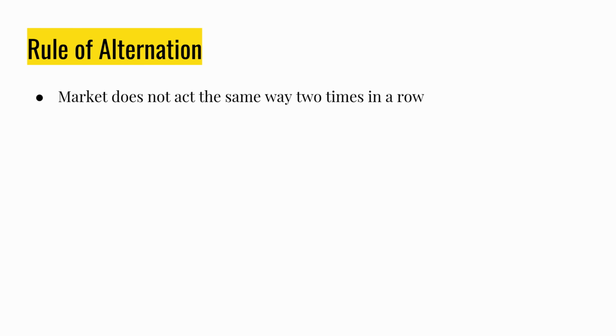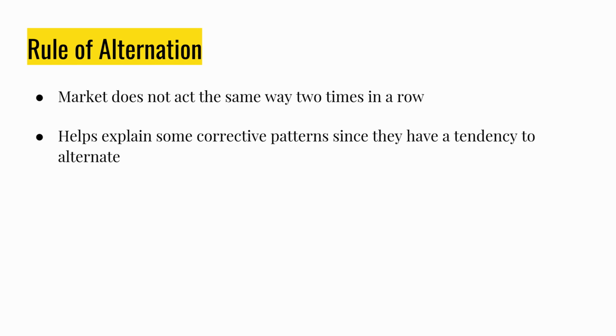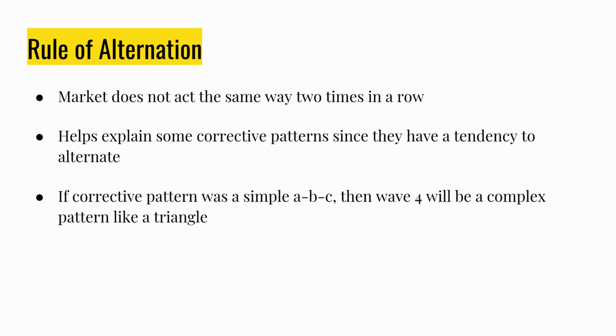Before we get into Fibonacci ratios and retracements, let's go over some leftover material that did not make the cut in part 1. I'll first explain the rule of alternation. The rule of alternation states the market does not act the same way twice. This helps explain some corrective patterns since they have a tendency to alternate. For instance, if the corrective pattern was a simple ABC pattern, then wave 4 would be a complex pattern like a triangle. If you do not know what a simple ABC pattern or a complex corrective pattern is, then I highly suggest you look at part 1 before moving on.